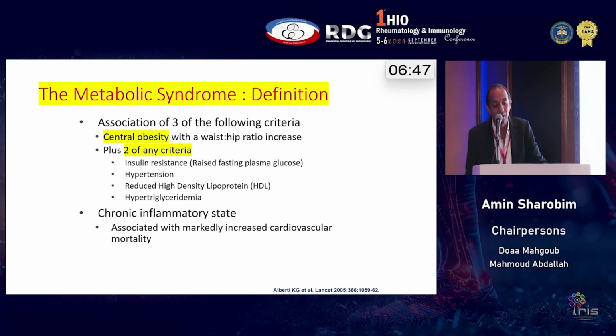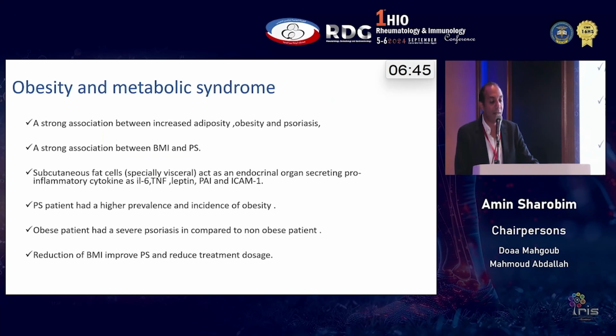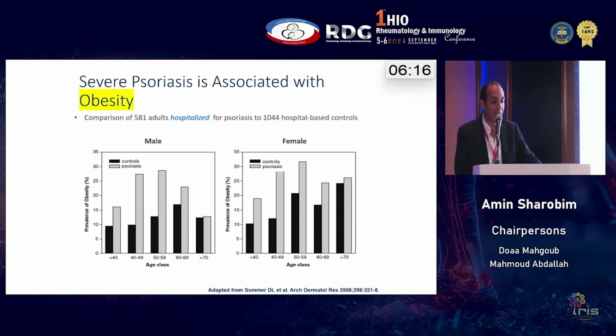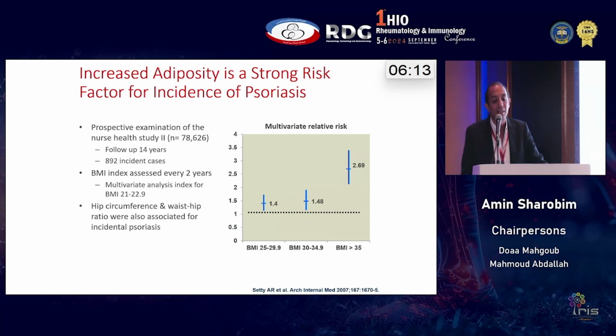Metabolic syndrome, central obesity, as we can see, is affected. There is a strong association between increased obesity and psoriasis. There is a strong association between body mass index, central obesity, and psoriasis. Because subcutaneous fat plays a role as an endocrine organ and increases cytokine inflammation in these patients, patients have a higher prevalence and incidence of obesity when they have psoriasis. Also, obese patients have more severe psoriasis than normal patients. And increased adiposity is a strong risk factor for the incidence of psoriasis.